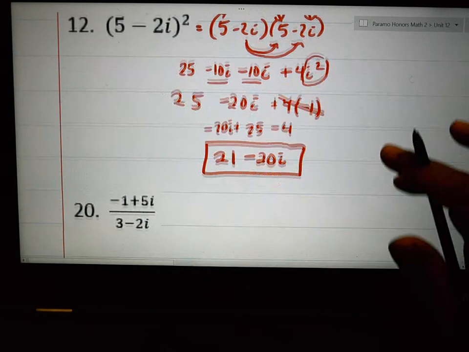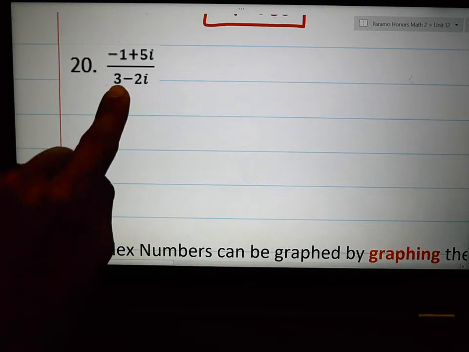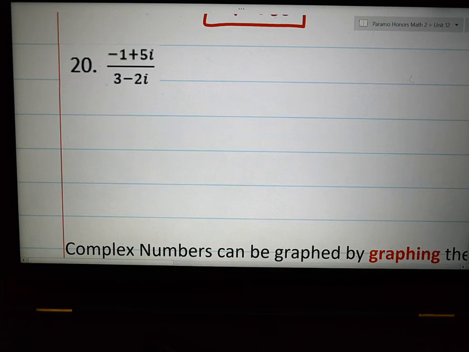The last example that I have for you deals with an imaginary number in the denominator. Just like before, where you can't have any square roots in your denominator, you'd have to rationalize them. That's the case for this problem.